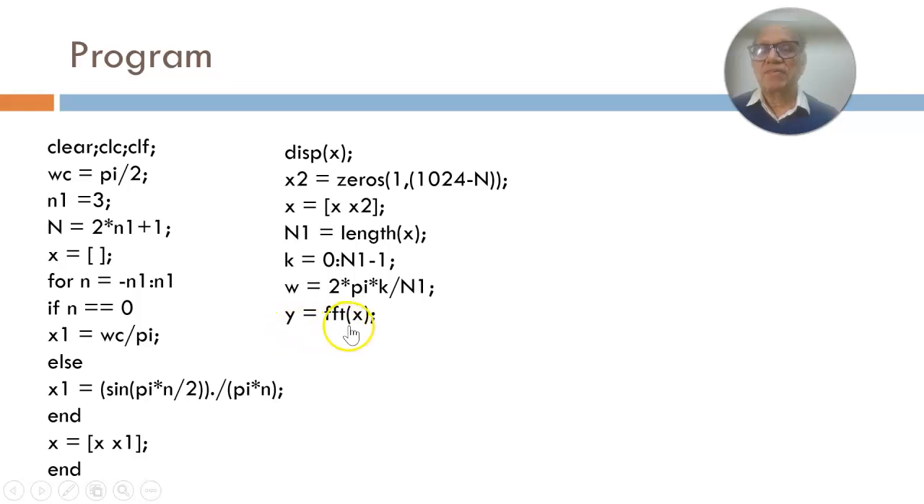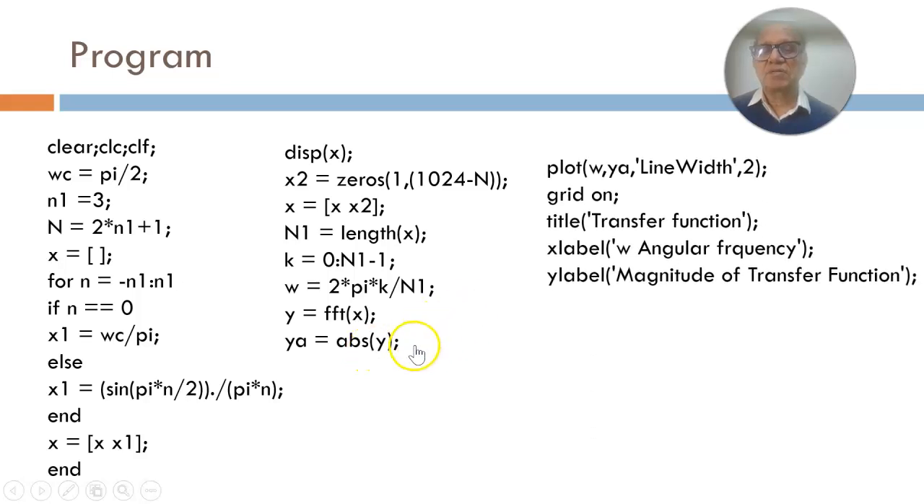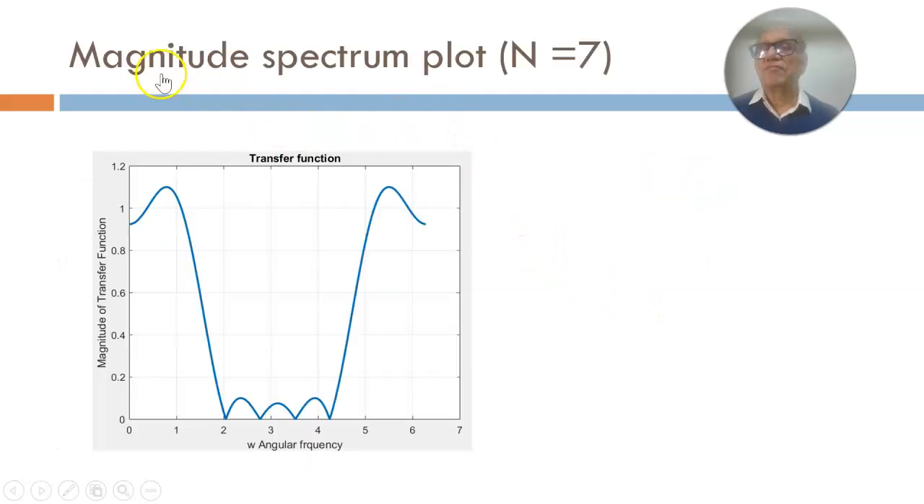Now you calculate the FFT of x, find its absolute value, and you are now ready to plot the magnitude response. So you plot W, YA, line width, etc. So if you plot this for n equal to 7, that is in that program, remember we had said that we are changing from minus 3 to plus 3, but we can change that. So for n equal to 7, you can see you get a response like this.